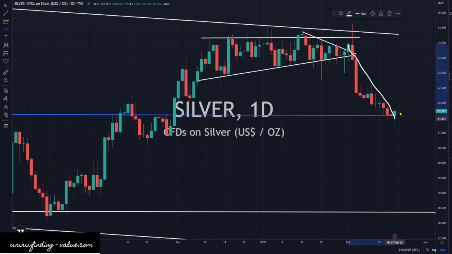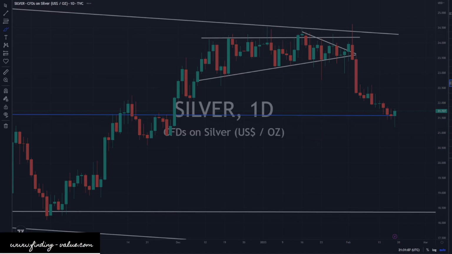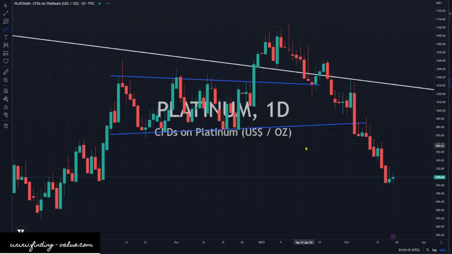Now, this obviously could do something like this, where it's an ABC correction. So we'll have to see how strong this bounces. Platinum also bounced a little bit today, up 2.25. But this still looks pretty weak to me.